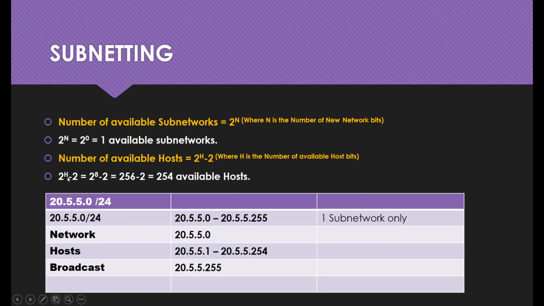So you take it here and say 2 raised to the power of 8 minus 2, that is 256 minus 2. So we have 254 available hosts, which is true, which is what we have here, from 20.5.5.1 to 20.5.5.254. That is with the exception of the network IP and the broadcast IP. That's why we have minus 2. So we only have one subnetwork available, or one network, which is the parent network.